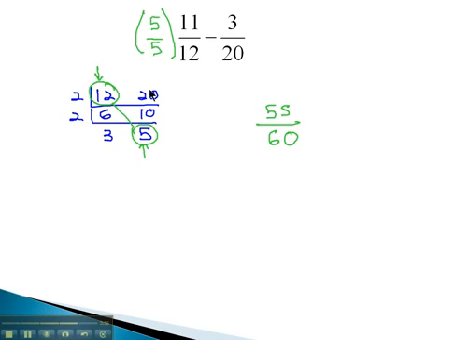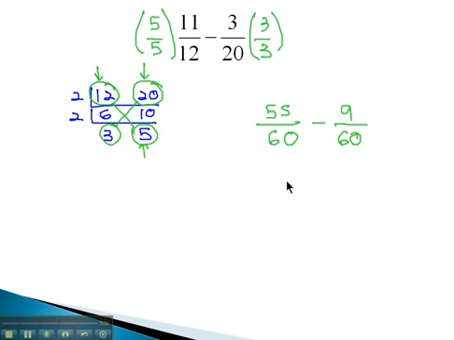The other diagonal tells us what the other fraction needs to be multiplied by. The fraction with 20 needs to be multiplied by, diagonal from it, 3. So we'll multiply this guy by 3 over 3, and that'll give us minus 9 over 60. And we would then be ready to subtract.